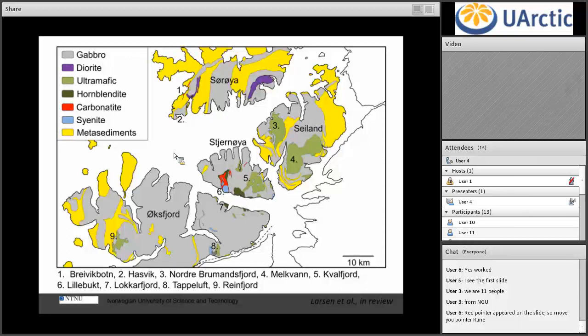Additionally, in red and in blue colors, we have alkaline complexes dominated by carbonatites and syenites. We have three larger occurrences and then a number of smaller ones. And finally, in dark green, we have hornblendites that represent some of the last igneous events assembling the Seiland Igneous Province. So I will focus on number 3, which is the Nordre Bumannsfjord, number 4, which is called Melkvann, number 5, which is Melkfjord, and finally number 9, that is the Reinfjord. Next slide.